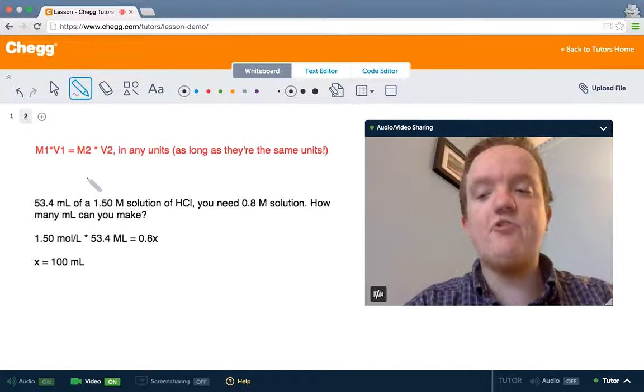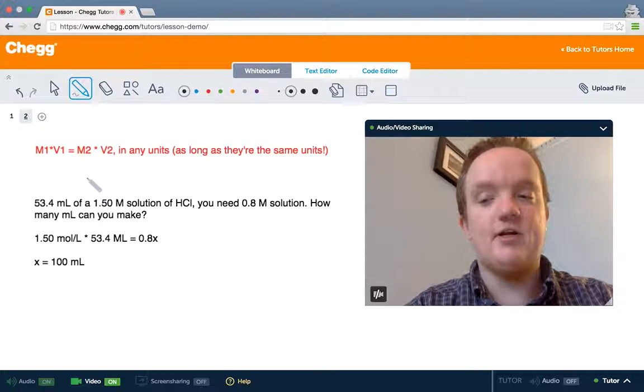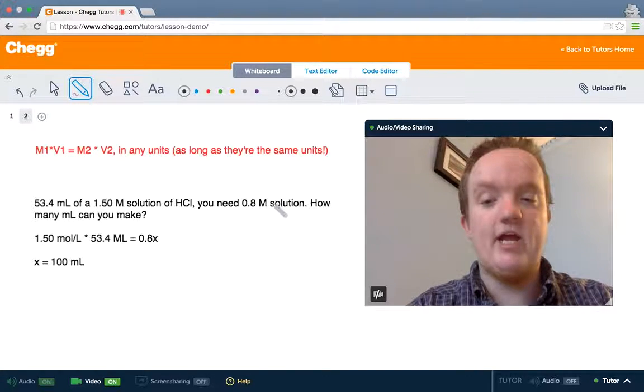If you have 53.4 milliliters of a 1.5 molar solution of hydrochloric acid, and you need a 0.8 molar solution, a solution that's about half as concentrated, how many milliliters can you make with the volume and the molarity that you have? In this M1V1 equals M2V2, you have M1 and V1, you have M2, the 0.8 molar solution, and you need V2, the number of milliliters you can make.